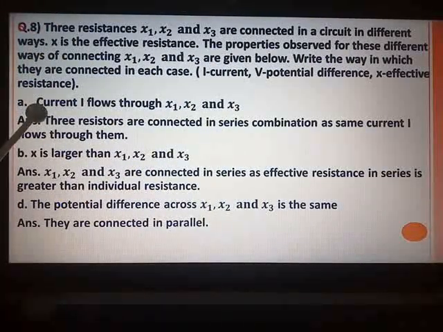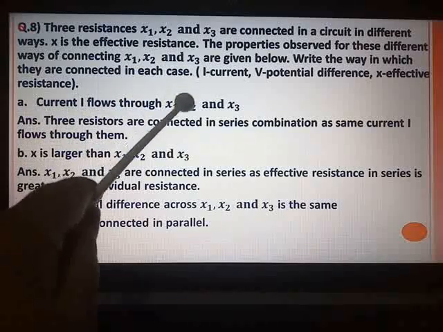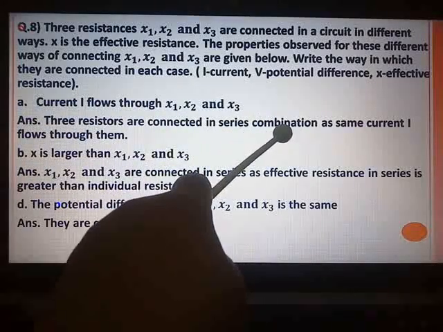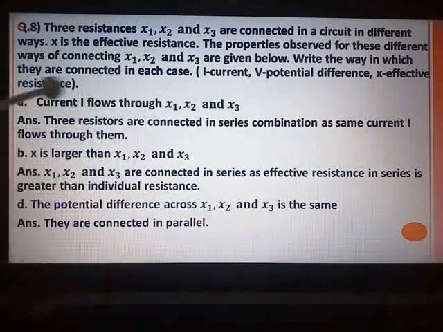First property they have given: current I flows through X1, X2 and X3. As you know, the same current I is flowing through all the 3 resistors. Then the 3 resistors are connected in series combination. Why? Because the same current is flowing through them. See how the questions are asked. Every point of the derivation of both the combinations should be known by you properly. Then only will you be able to answer such questions.